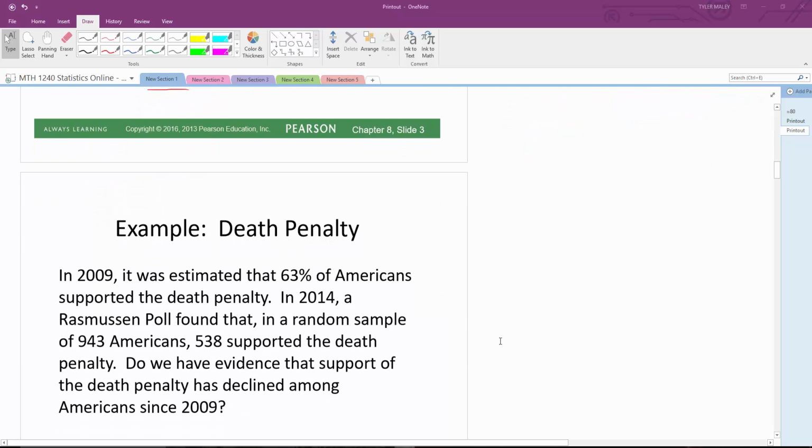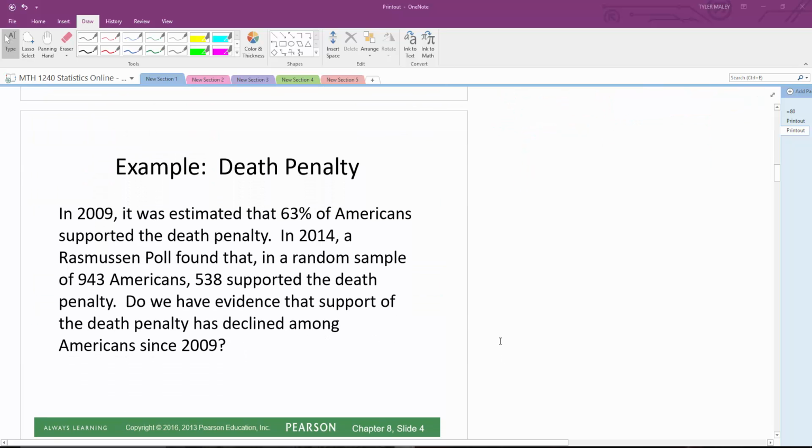All right, so the next slide, we start with an example looking at the death penalty. We're told that in 2009, it was estimated that 63% of Americans supported the death penalty. In 2014, a Rasmussen poll found that in a random sample of 943 Americans, 538 supported the death penalty. Do we have evidence that support of the death penalty has declined among Americans since 2009? So we're trying to see if the support of the death penalty has declined.